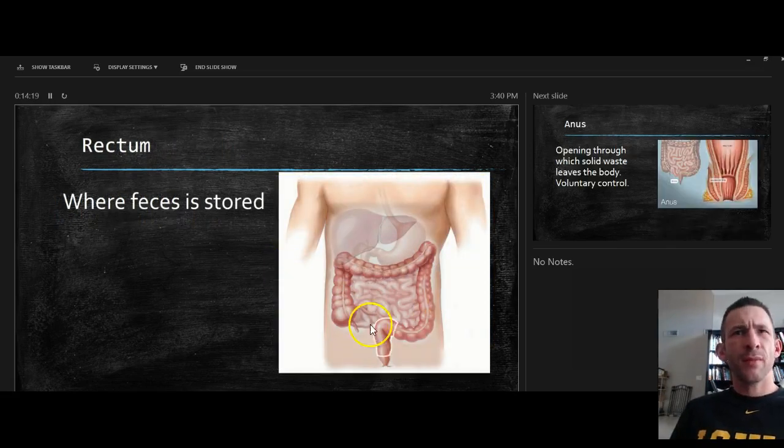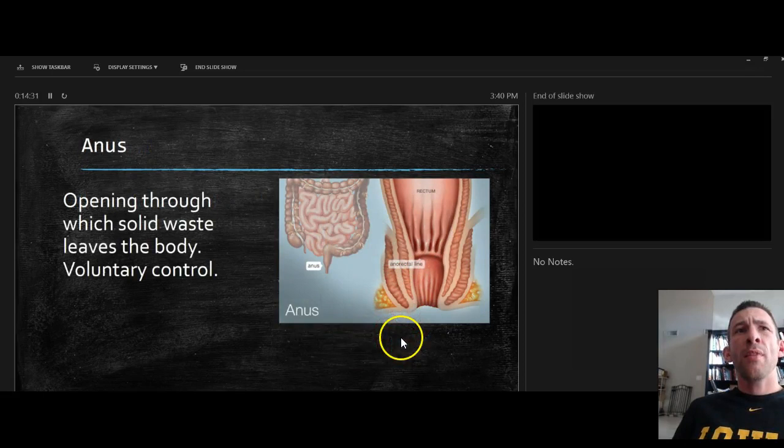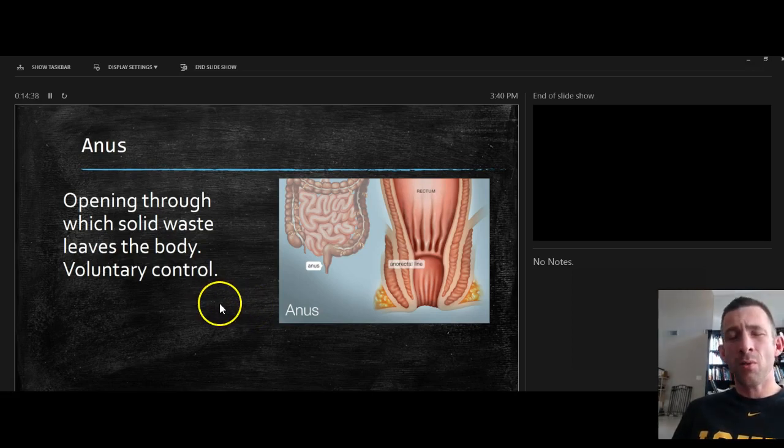Then we get into the rectum. This is this area here. It's kind of blinking. This is where feces is stored. And when you get to a certain point and it's filled up, then it's time to use the restroom. And at that time we're getting to the anus. So we're at the end of the line here. And this is the opening where solid waste leaves the body.